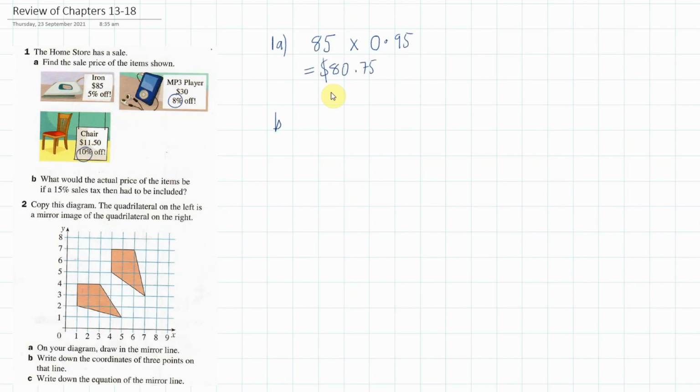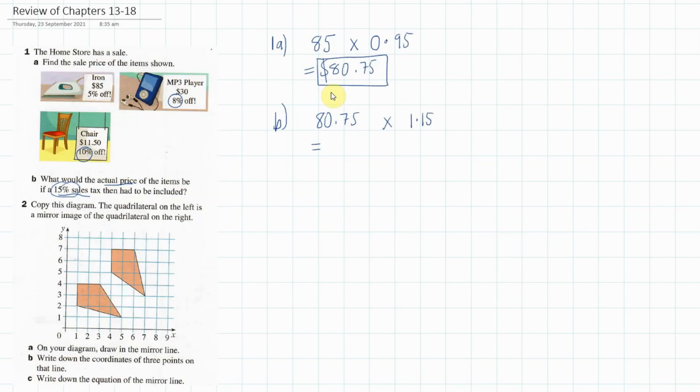Now, looking at B, I'm going to apply this to the iron. What would the actual price be if a 15% sales tax then had to be included? I'm presuming what is being required here is taking this $80.75 and then including the 15% sales tax. So then it would be times by 1.15. I think that's what it's asking, but it's not entirely clear.